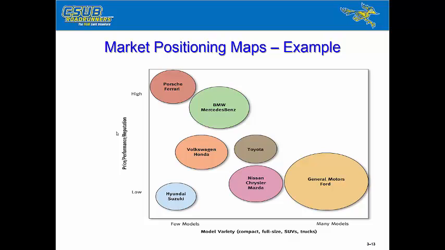Hyundai and Suzuki tend to have low cost and a low number of models. That's their position in the market, is to have just a few types of models that are really cheap. Nissan, Chrysler, and Mazda tend to be cheap but have a medium range of number of models, and then GM and Ford tend to have a lot of models of cars, all of which are relatively cheap.